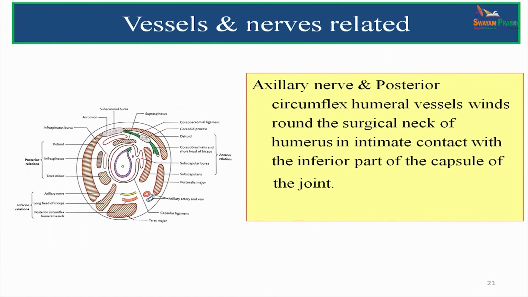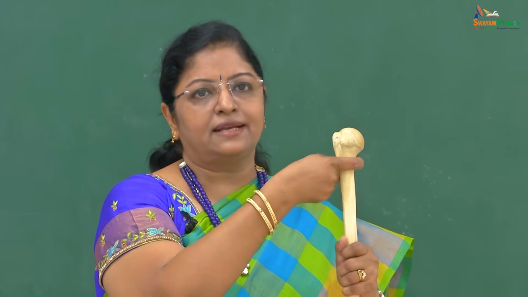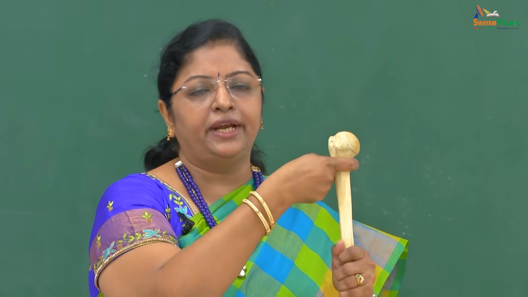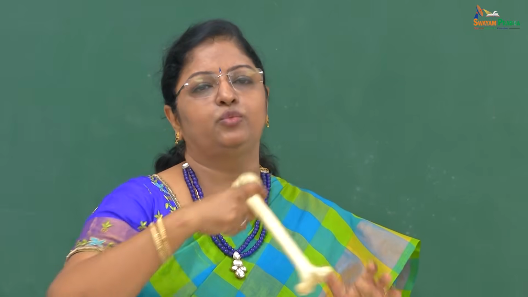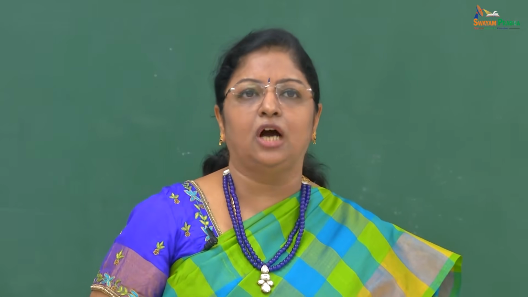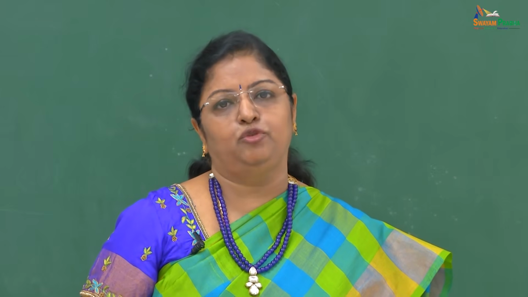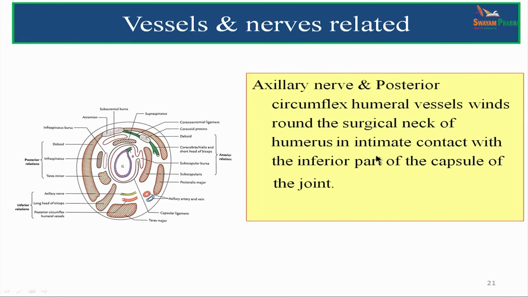Coming to vessels and nerves related, the axillary nerve and posterior circumflex humeral vessels wind around the surgical neck of the humerus. So, this is the surgical neck of the humerus where the axillary nerve and the posterior circumflex humeral vessels wind around. This relationship between the nerve, vessels and the surgical neck is very important because when the head of the shoulder slips downwards, it can impinge upon the axillary nerve and posterior circumflex humeral vessels and result in consequent sequelae. So, these wind around the surgical neck of humerus in intimate contact with the inferior part of the capsule of shoulder joint. You can make out the axillary nerve and the posterior circumflex humeral vessels here.